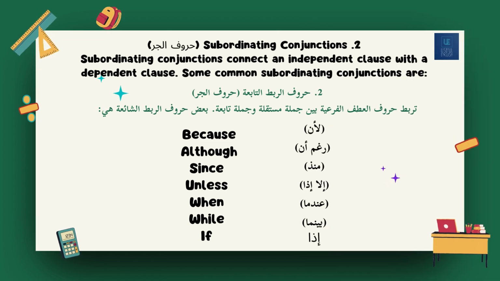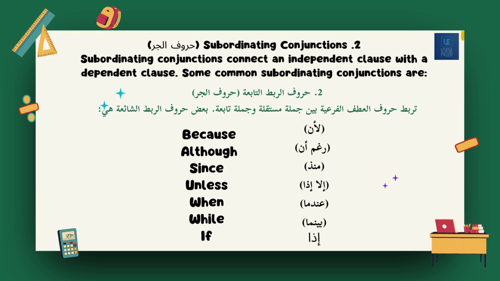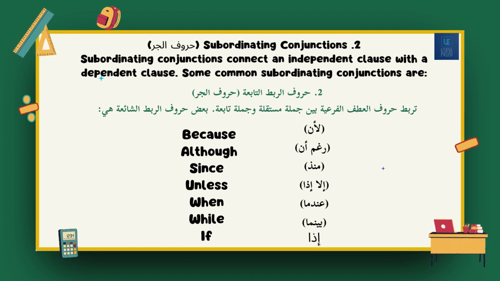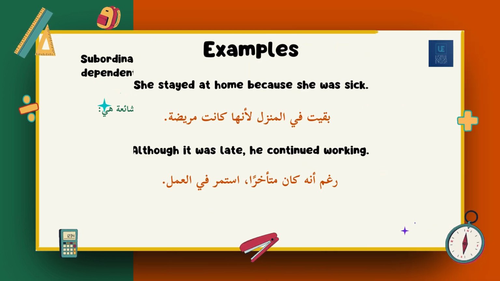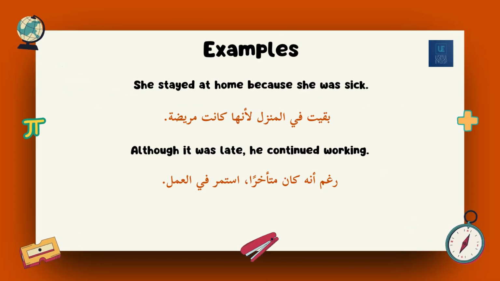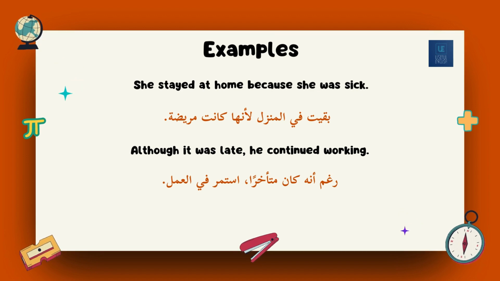2. Subordinating conjunctions. Subordinating conjunctions connect an independent clause with a dependent clause. Some common subordinating conjunctions are because, although, since, unless, when, while, if. Examples: She stayed at home because she was sick. Although it was late, he continued working.